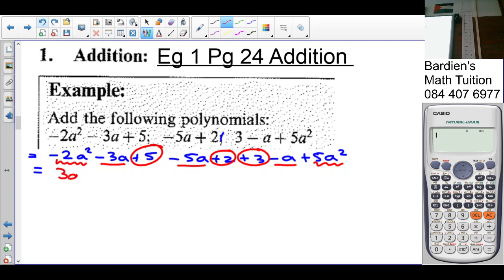3a squared. What's negative 3a minus 5a? Negative 8a. Negative 8a minus 1a? Negative 9a. You all understand? So what is 5 plus 2 plus 3? It's plus 3. Who got that right?